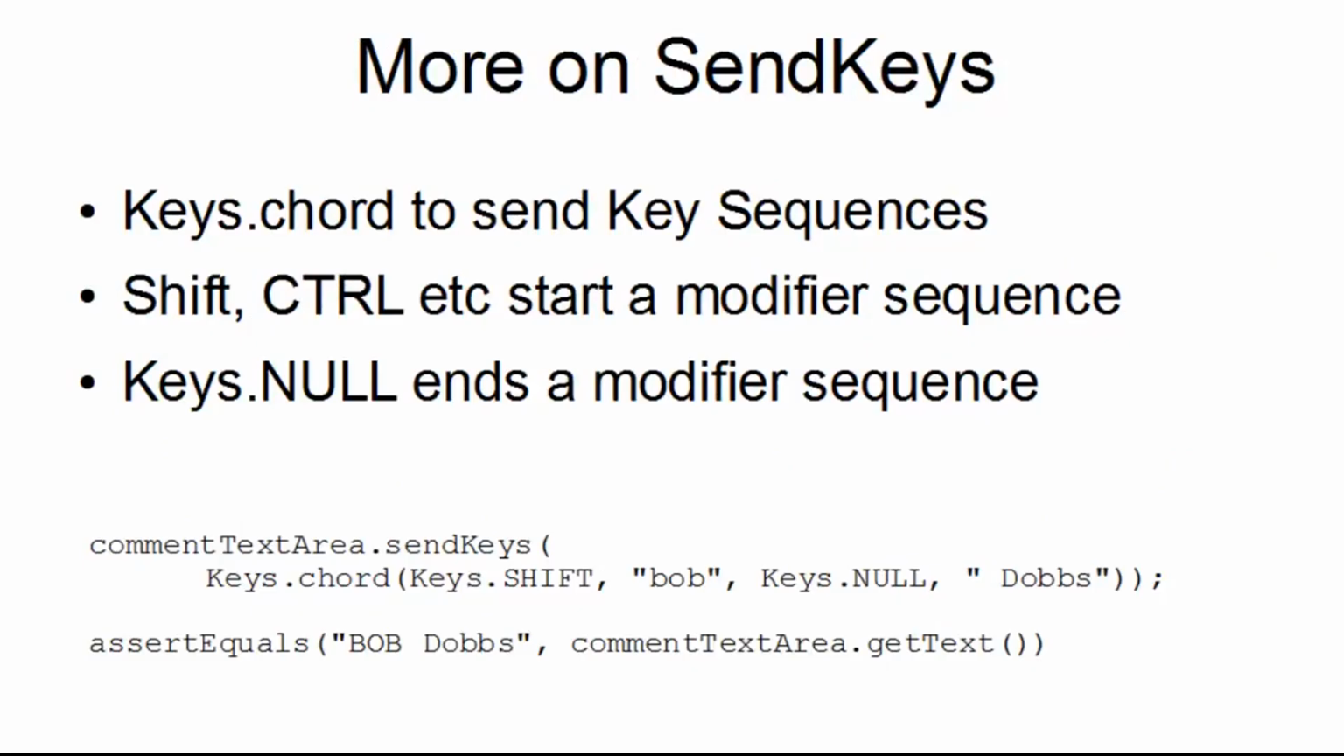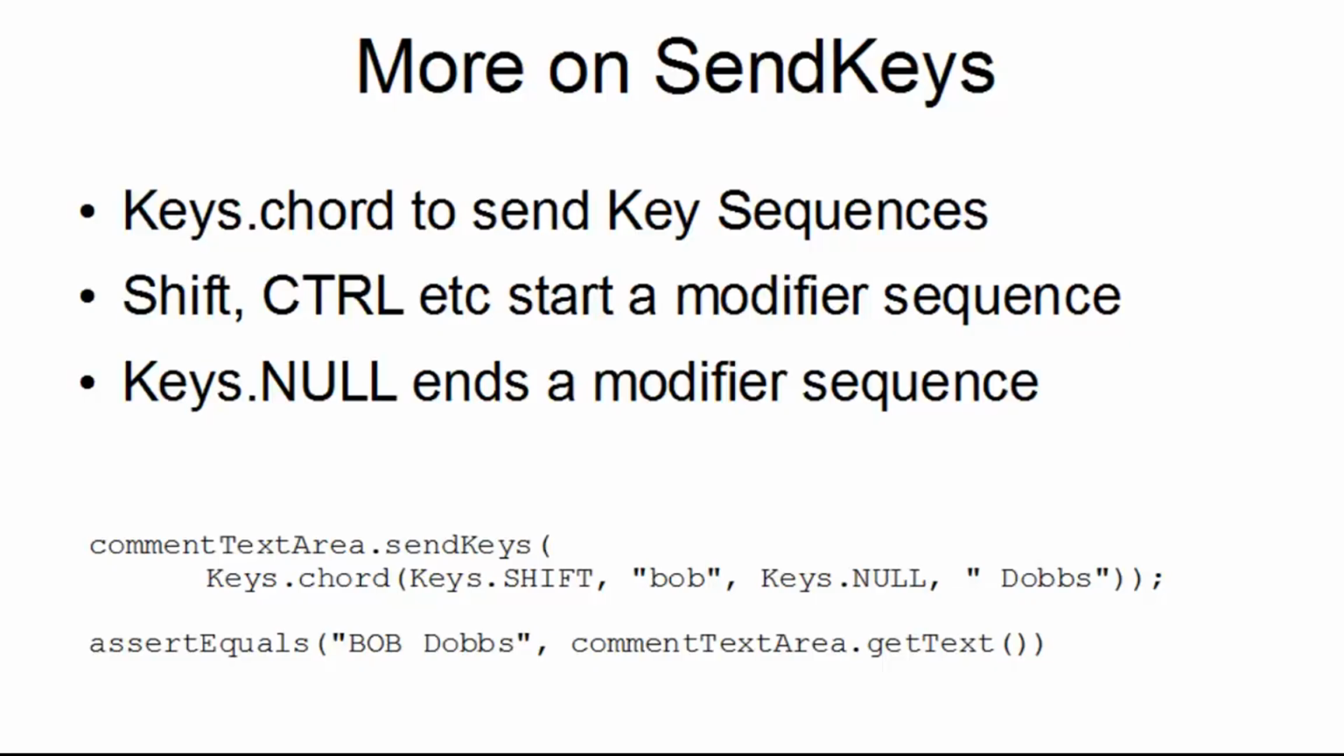And a little bit more on send keys, because you saw send keys in my example answers. We use Keys.chord to send key sequences. Shift, Control, start a modifier sequence. And we use Keys.NULL to end a modifier sequence. So if you look at this example here, I'm doing a sendKeys with a Keys.chord. I do a Keys.SHIFT, and then type bob, and then a Keys.NULL, and then I send in a string. So what that will actually send in is BOB in uppercase, followed by a space, followed by capital D, and obbs, to type in Bob Dobbs.